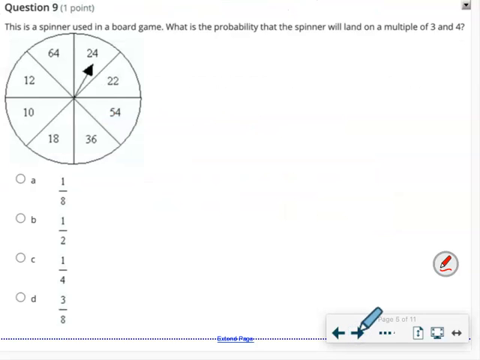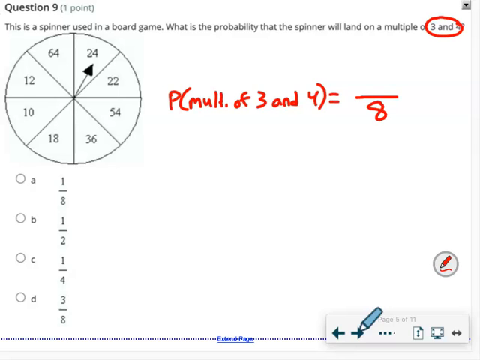Question 9. This is a spinner used in a board game. What is the probability the spinner will land on a multiple of 3 and 4? So the probability that we land on a multiple of 3 and 4. That's not multiplying, it's just both a multiple of 3 and 4. Out of 8, there's 8 spaces on the spinner. We need to know how many of them are a multiple of 3 and 4. So let's start looking through them.